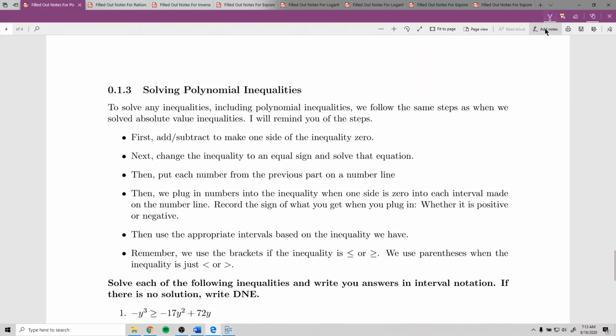So the first thing, if you want to solve a polynomial inequality, is this is what's different from the absolute value inequalities, is you have to make one side 0 by adding or subtracting. Never multiply or divide with a variable, only add or subtract. And here's where the similarities really begin. Change the inequality to an equal sign and solve that equation. So we're going to make one side 0, then we're going to solve the equal version.